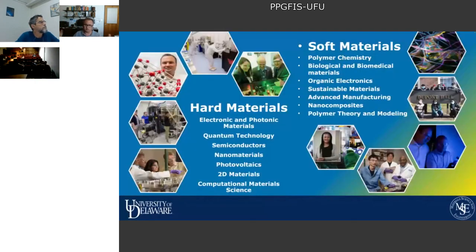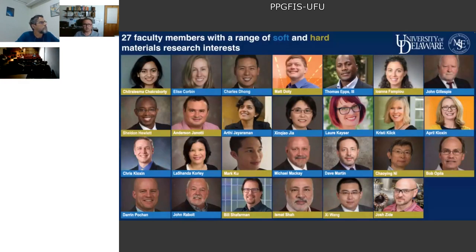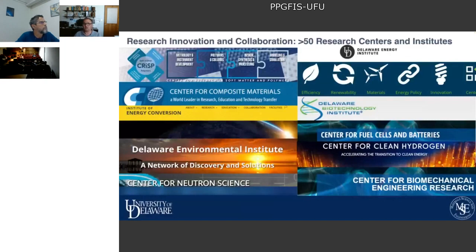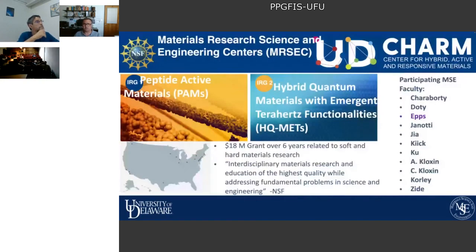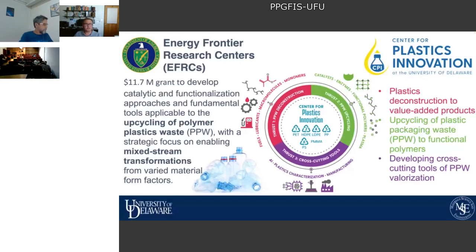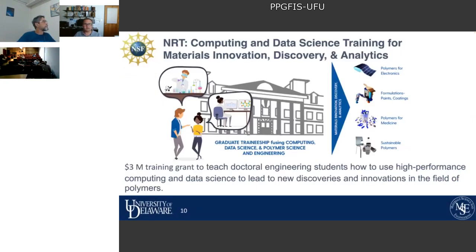This is our department, the Department of Materials Science and Engineering, divided in soft and hard materials science. This is the faculty. We have many centers associated with the department, funded by the Department of Energy and by the NSF. And these are just two examples. The MRSEC, which is a multi-million-dollar award involving many faculty in the department, and we accommodate many students under this grant. This EFRC is funded by the Department of Energy and deals with specific topics in plastics. Also the NRT, involving data science training and materials innovation.